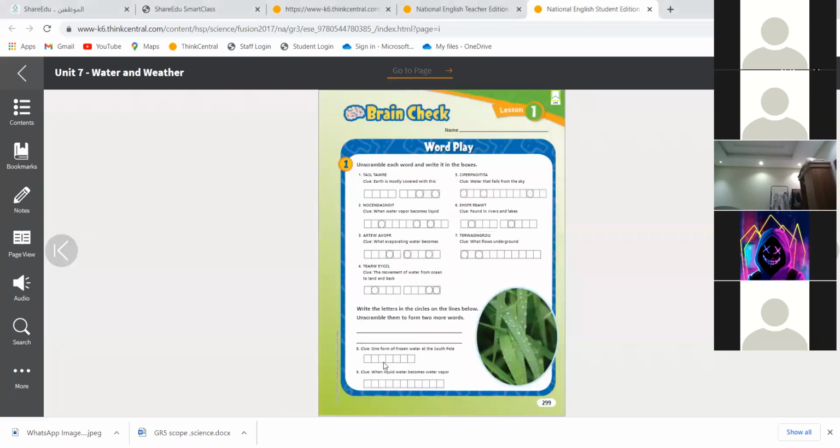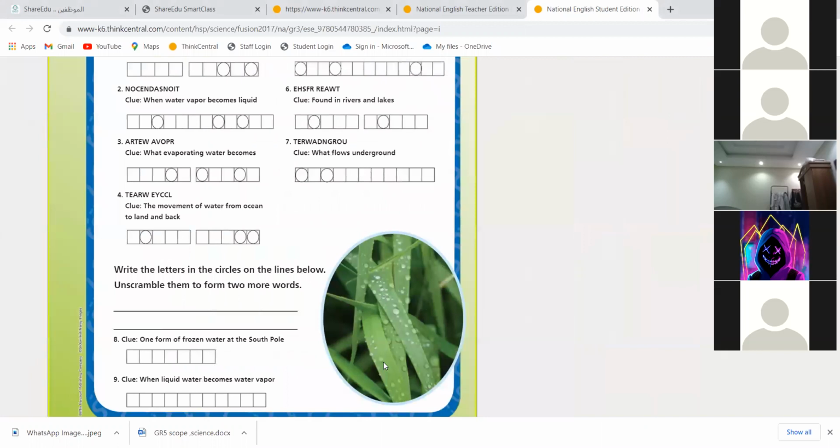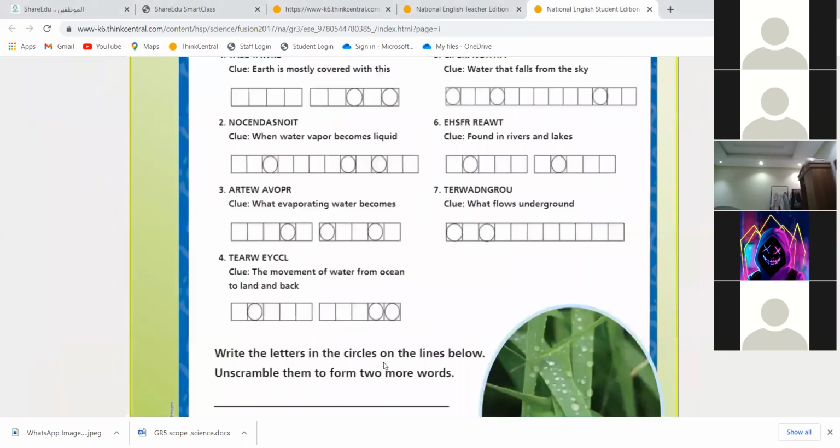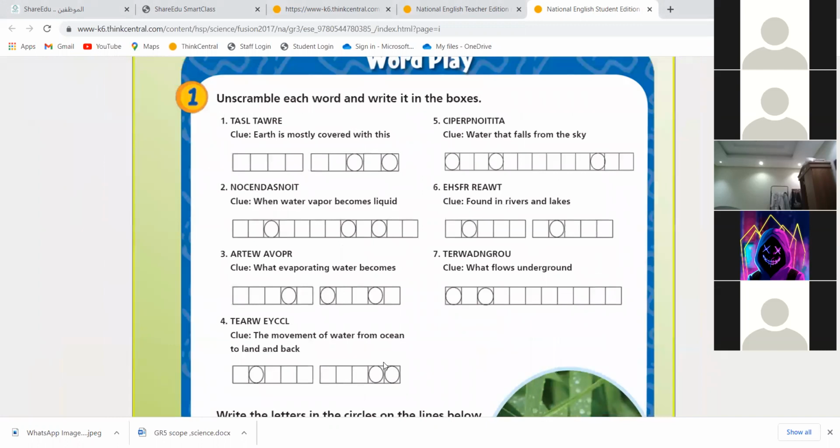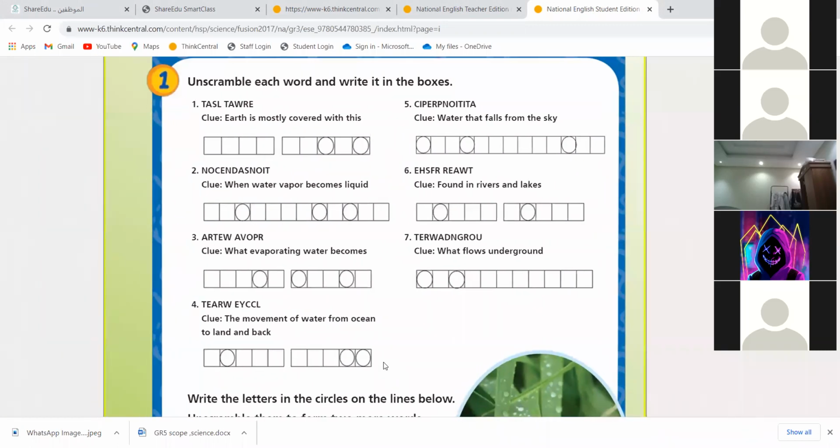Go to page 299, sorry. Now, over here from 1 to 9, you have words that are scrambled. I want you to unscramble these words using the clues, okay? You can use the clue to know the word. Just a second.